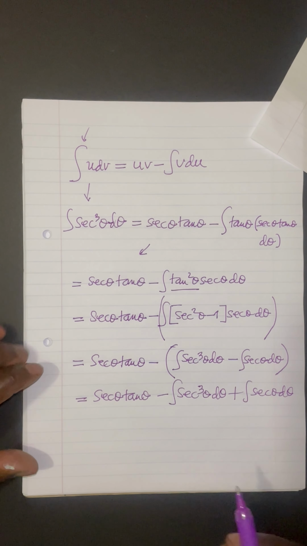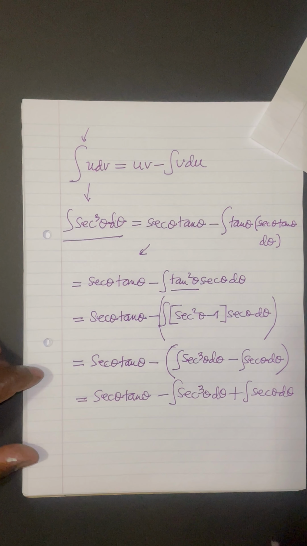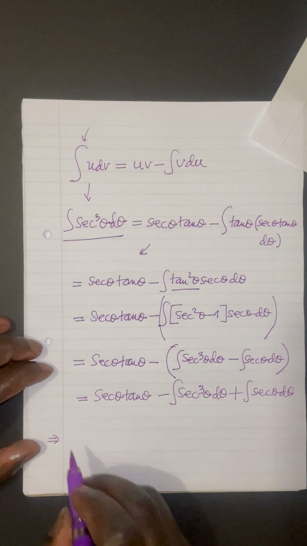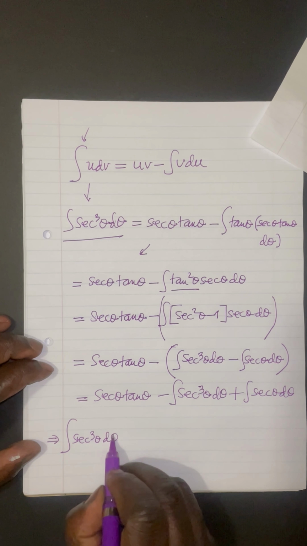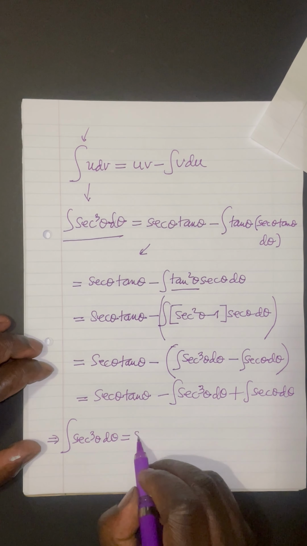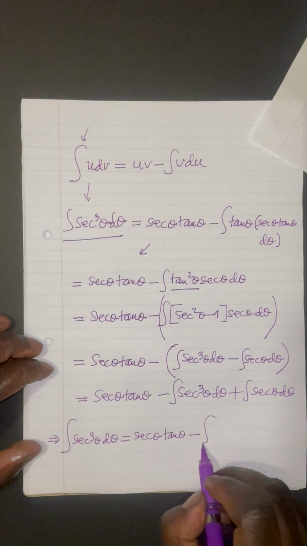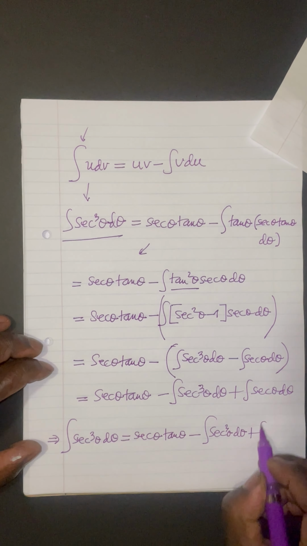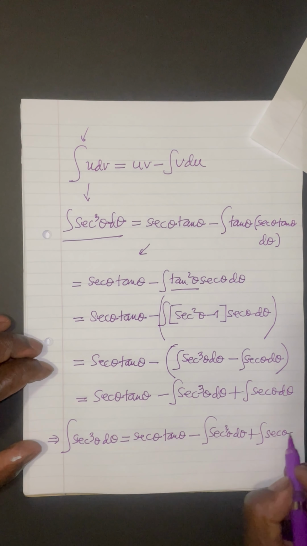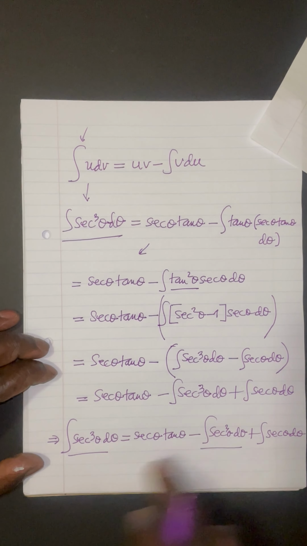Where are we coming from? Don't forget, we're coming from the integral of sec cubed theta d theta there. So now we are saying that the integral of sec cubed theta d theta is equal to this part, sec of theta tan of theta minus the integral of sec cubed theta d theta plus the integral of sec theta d theta. Now notice this part here is exactly that part. So I'm going to take this integral to the left hand side, or add this on both sides.